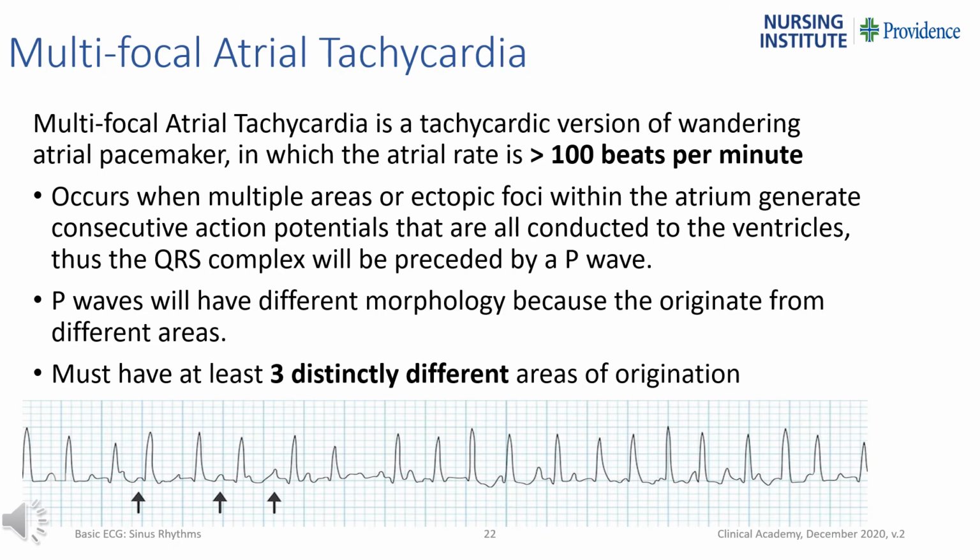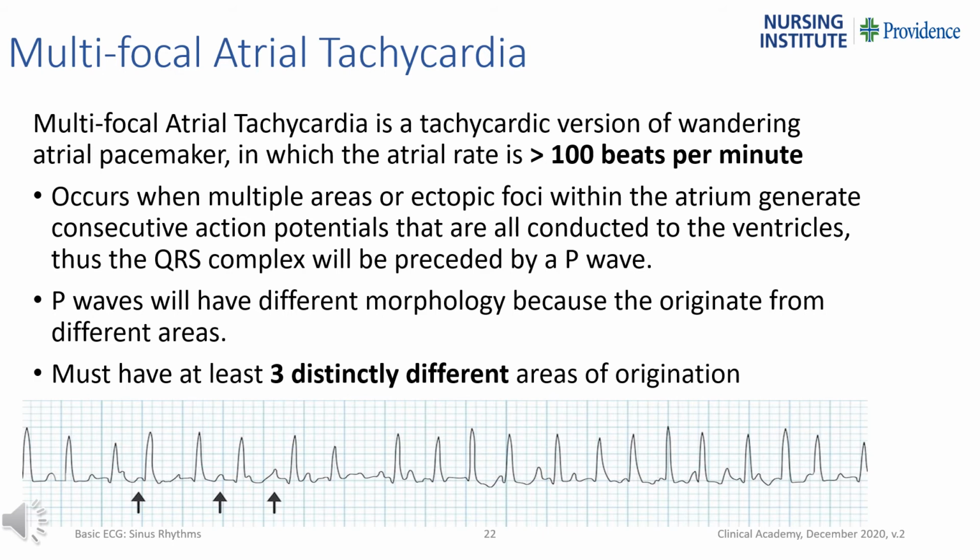Multifocal atrial tachycardia. Multifocal atrial tachycardia is a tachycardic version of wandering atrial pacemaker, in which the atrial rate is more than 100 beats per minute. This occurs when multiple areas or ectopic foci within the atrium generate consecutive action potentials that are all conducted to the ventricles. Thus, the QRS complex will be preceded by a P wave. The P wave will have different morphology because they originate from different areas of the heart.